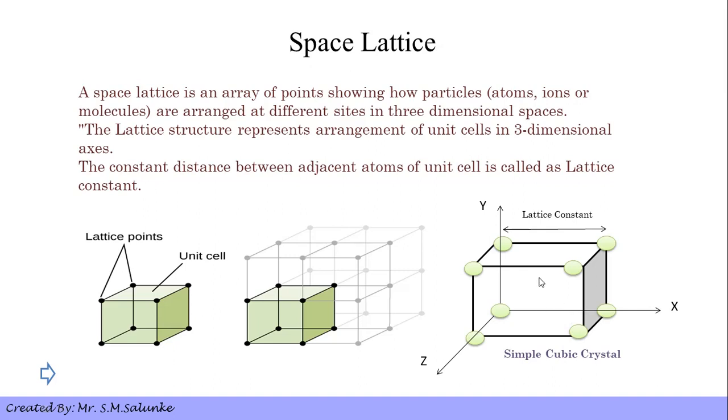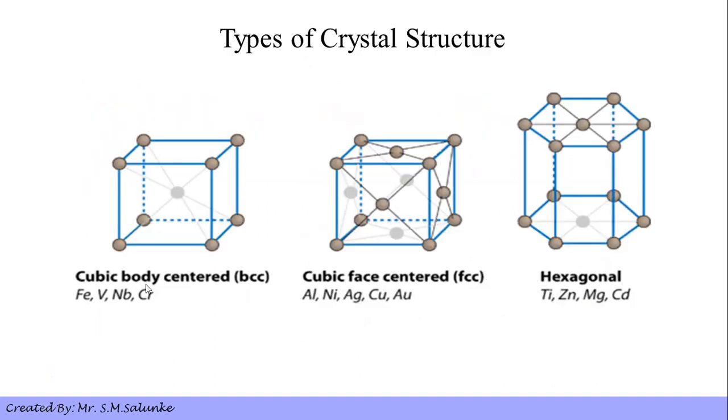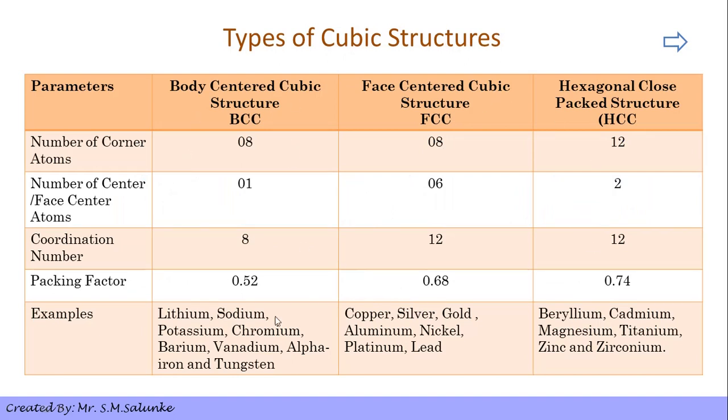Now let's move on to the complex types, that is cubic body center, that is BCC, cubic face center, that is FCC, and finally hexagonal close pack structure or HCP. Now let's do a comparison study of these three types so that we can understand it in detail. The parameters that we are considering for the comparison are number of corner atoms, number of center atoms or face center atoms, coordination number, packing factor, and examples.